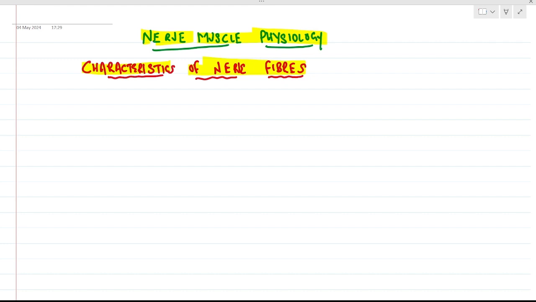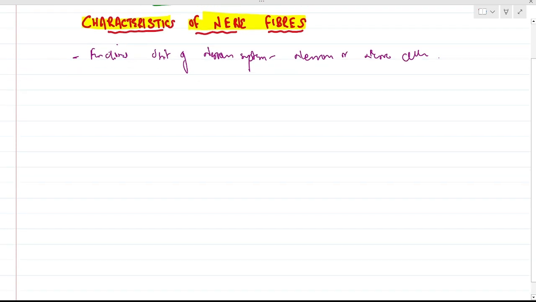Now we all know from the basics that the functional unit of our nervous system is neurons or nerve cells. These are the functional units of our nervous system. So with this basic, let's start the first basic topic: cells in CNS.